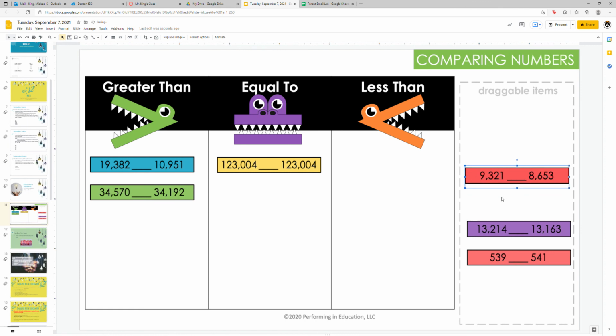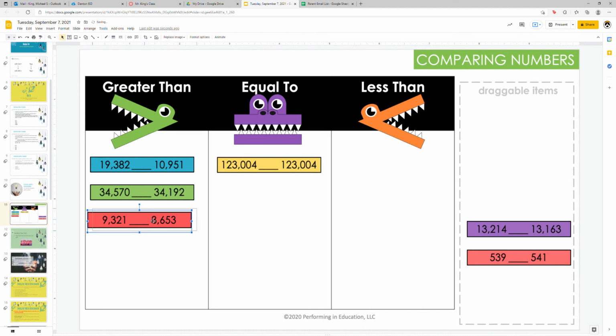Next is 9,321 and 8,653. Well, we can tell right away from the thousands place. This one has a 9 in the thousands place. The number on the right has an 8. So that number on the left, 9,321, is greater than 8,653.